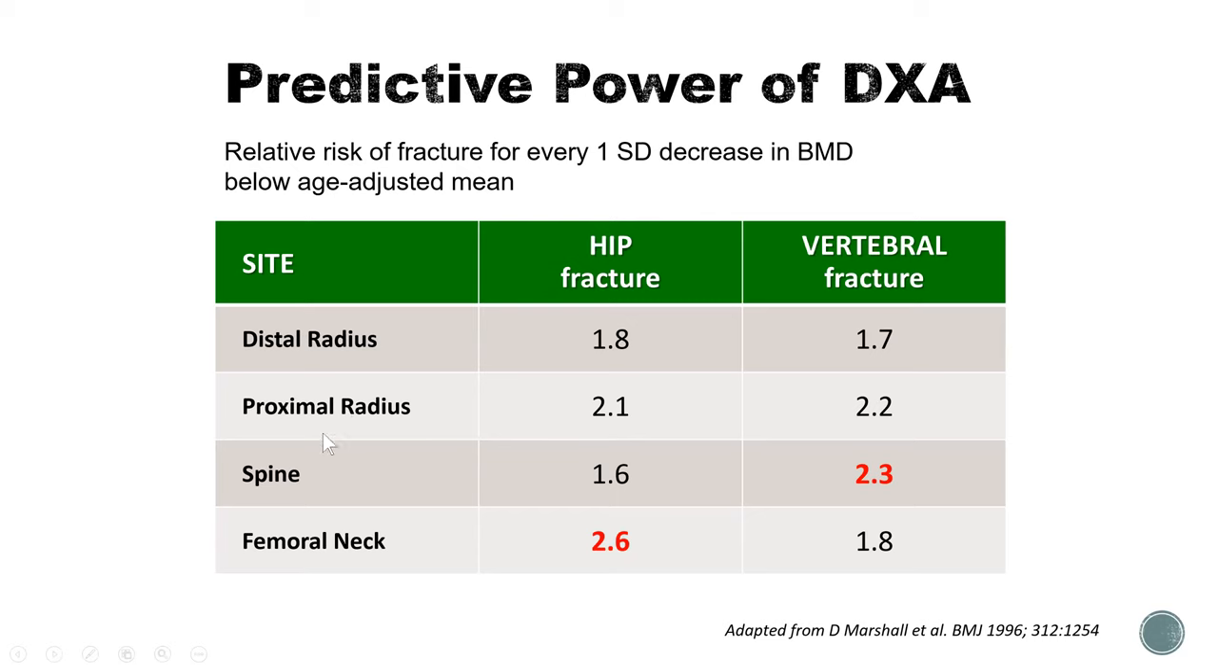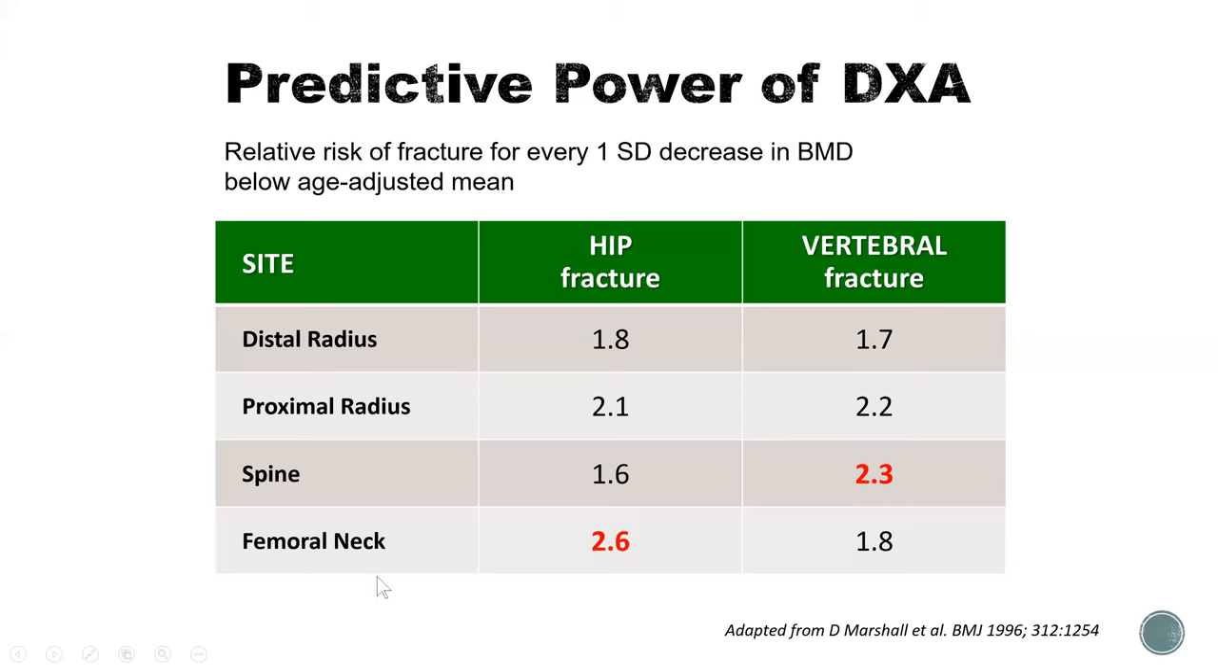So you can see that if you have a reduction of one standard deviation, even if you measure at the spine, you still have an increased risk of a hip fracture, but of course an increased relative risk of getting another vertebral fracture.